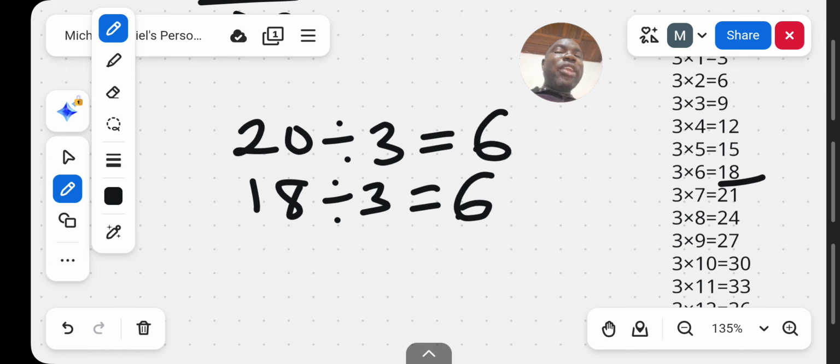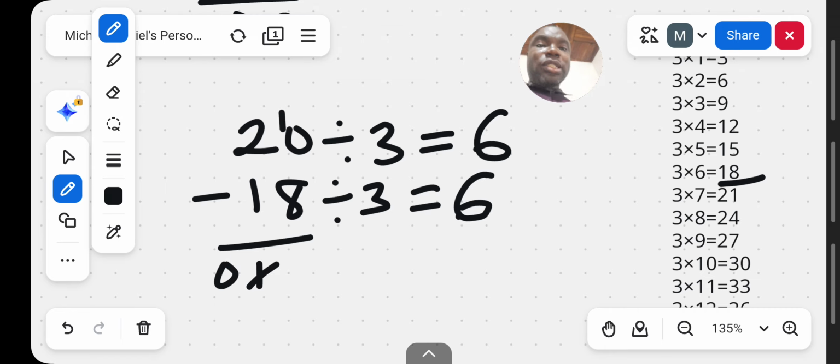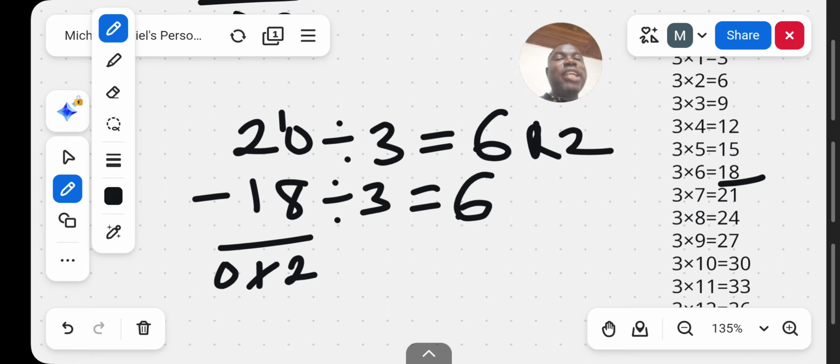How do we do that? We subtract. 2 minus 1 is 1. 0 minus 8 is a negative number, so I borrow 1 here and put it here. 10 minus 8 is 2. So that means it's 6 remaining 2. So that means 20 divided by 3 is 6 remaining 2.